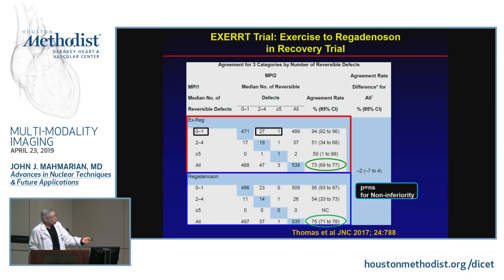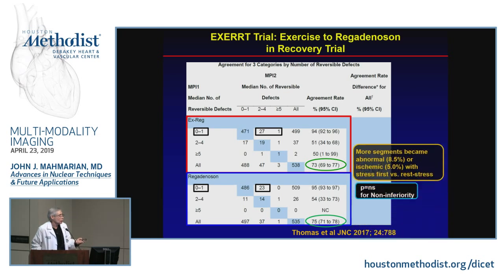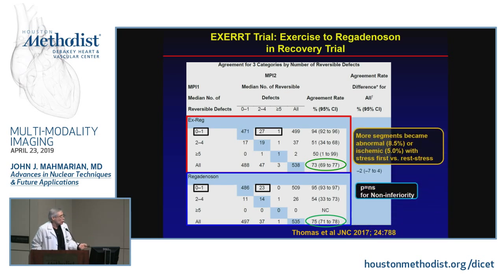This, incidentally, was not the primary endpoint or the secondary endpoint in this study, but it was a very interesting finding in terms of showing that you could literally mask ischemic perfusion defects if you do a rest injection first, followed by a stressor. And so this clearly needs more evaluation and more investigation, but it's one of the reasons why stress first imaging is what we routinely use in our laboratory. So I guess we knew that all along.